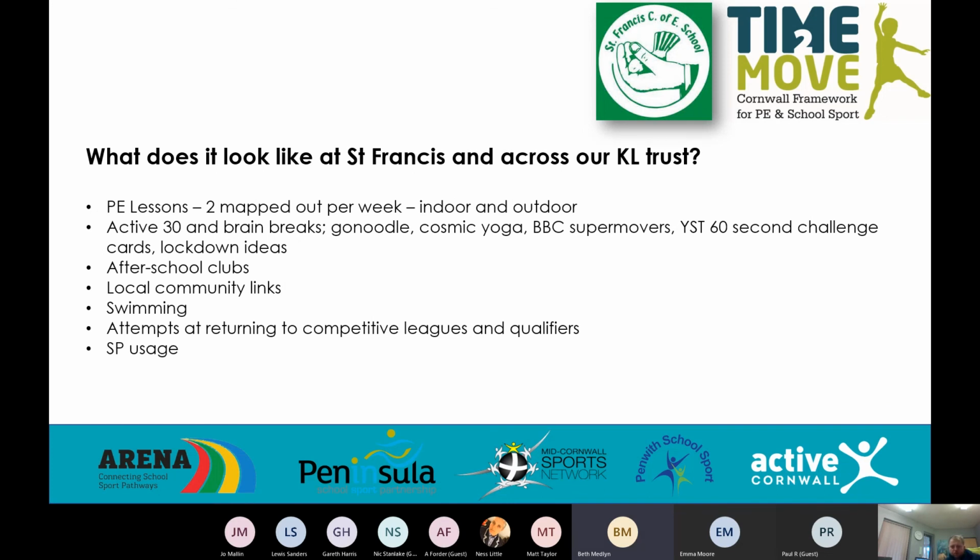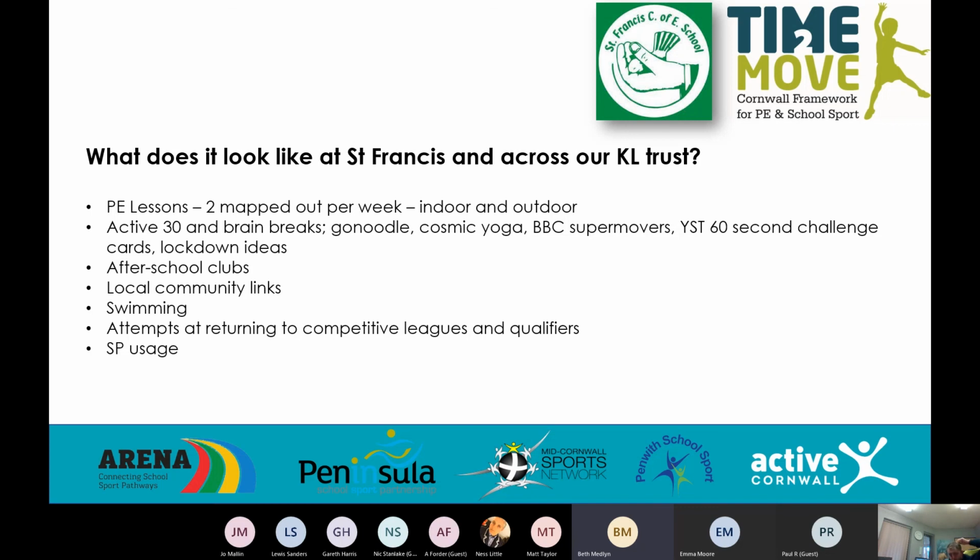So at St Francis, very similarly, we have 2 PE lessons mapped out each week. Now, we do have a large hall, which is probably about 3 times the size of our average classrooms. So we are very lucky. Our hall has, I think, about 9 windows and 3 doors, which can be propped open. 2 of them are fire doors, but that has been addressed in our fire risk assessment.